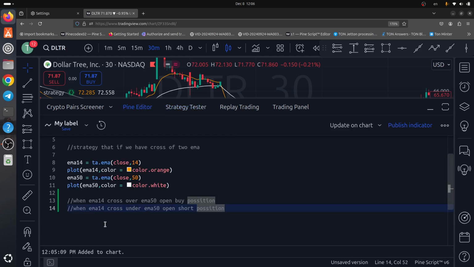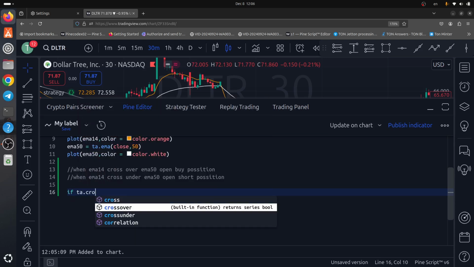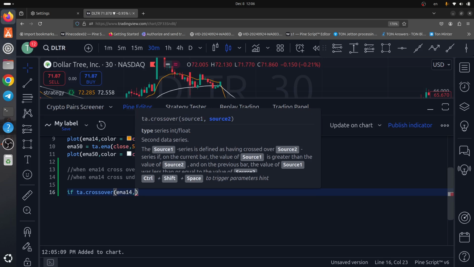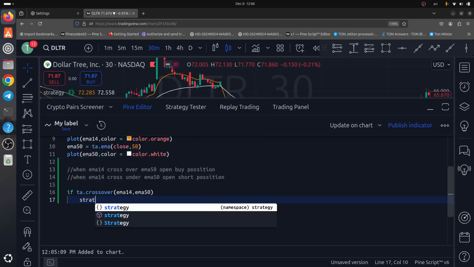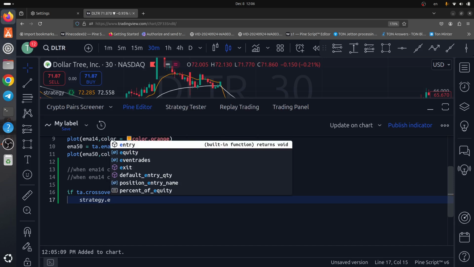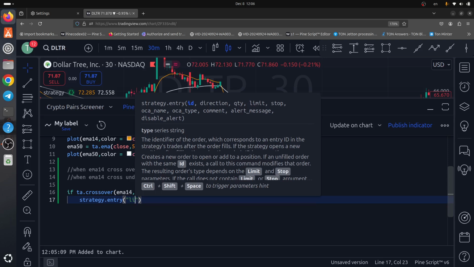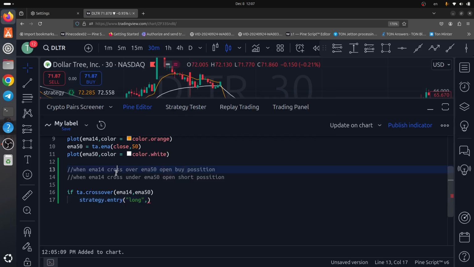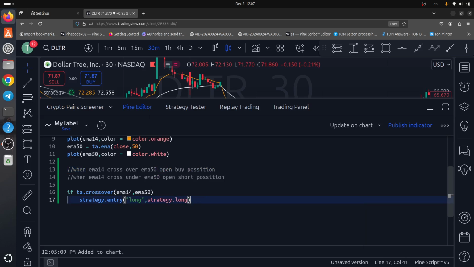Let's do this. We say if ta.crossover EMA 14 and EMA 50, with this we open a position. strategy.entry. First it needs an ID, for example "long". Then it asks us the direction. There are two directions: strategy.long for a long trade, strategy.short for a short trade. We want a buy position here, so strategy.long is enough.